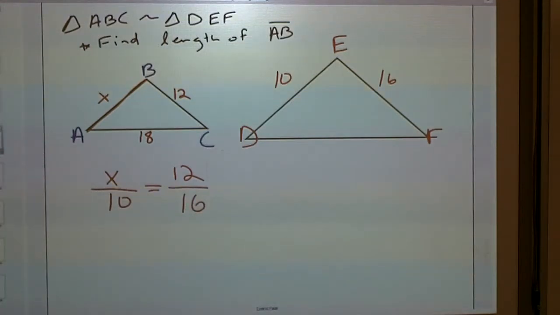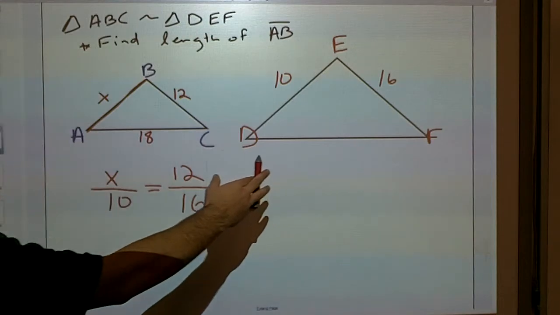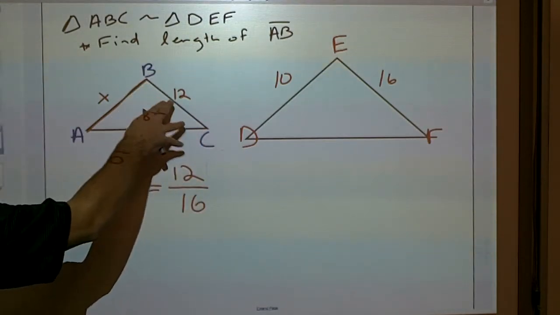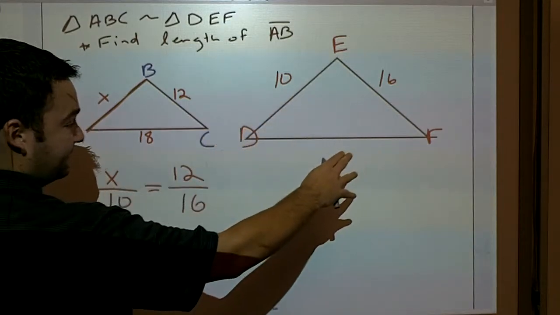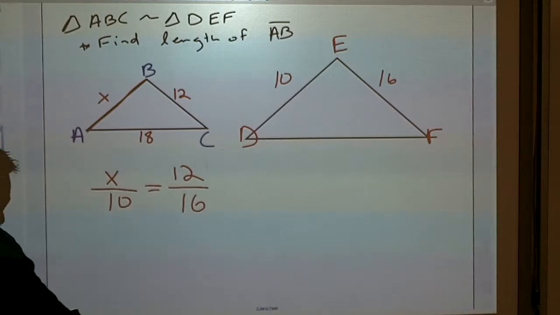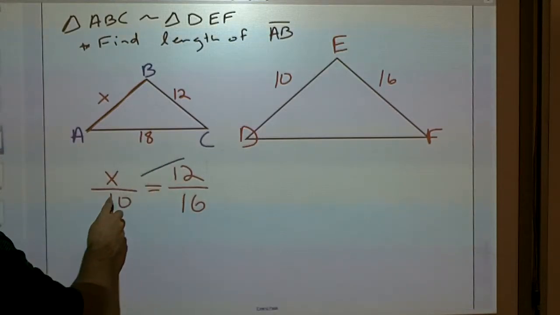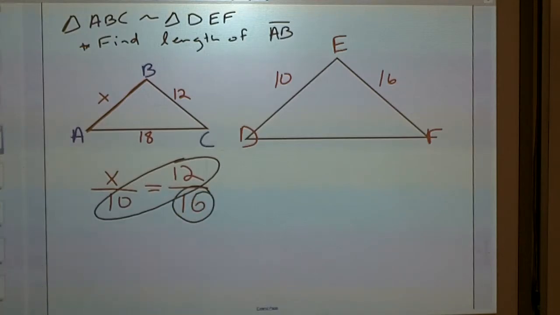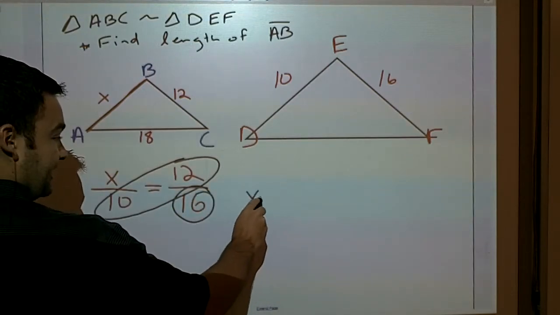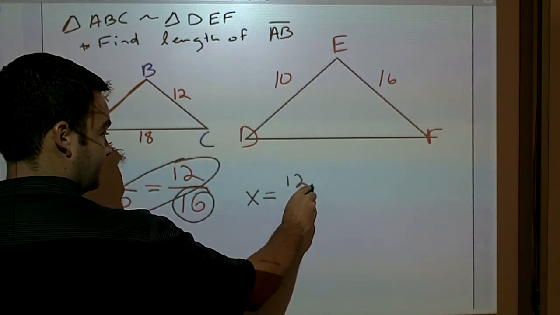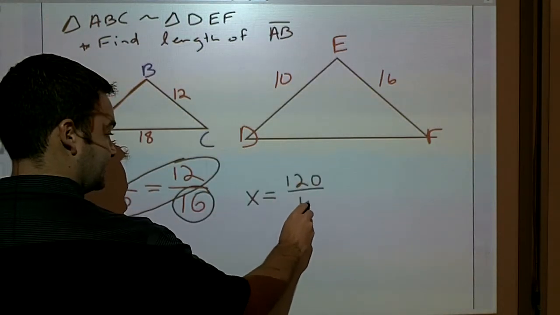Now notice we could solve for the side length of DF as well. Alright, we'd use the ratio of B to C over E to F, since that's the one that we know. Okay? And from there, all we need to do is just play baseball, right? We play baseball, we multiply 12 by 10, and we divide by our 16. Okay? Our answer for X should be equal to 12 times 10, which is 120 over 16.